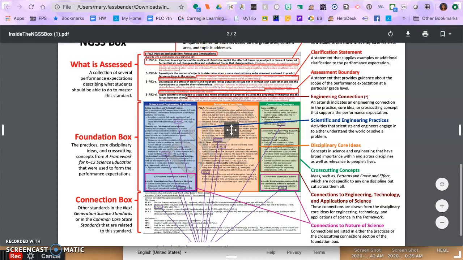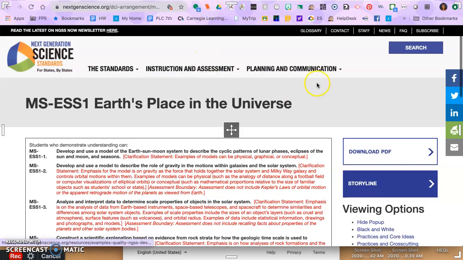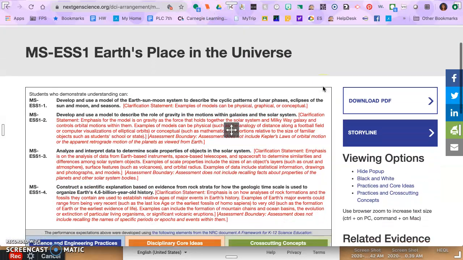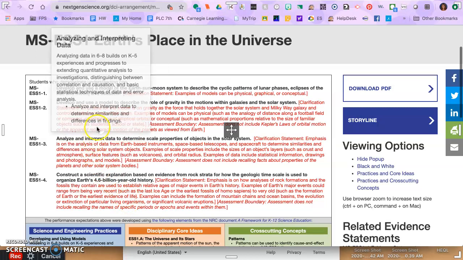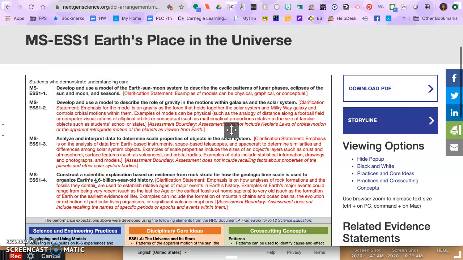So what I did is I searched middle school astronomy standards. And this is just one, Earth's place in the universe. So under this, we have 4, these are called performance expectations. Performance expectations are the standards. So these are 4 different standards that fall under Earth's place in the universe.